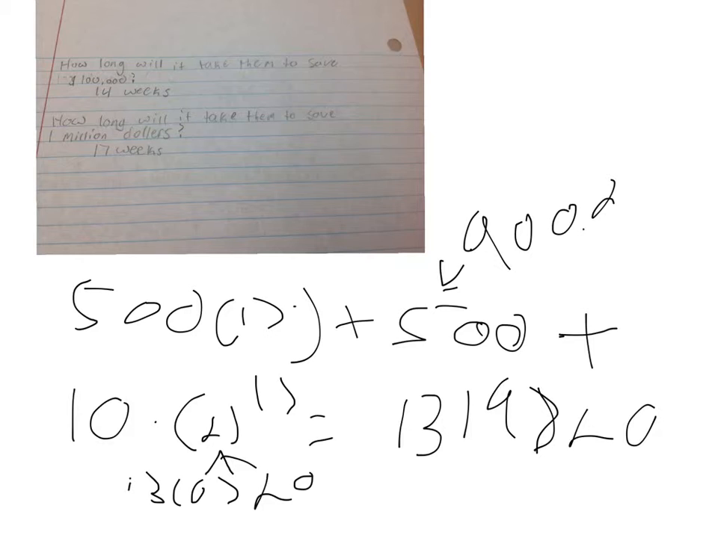Here we have our last problem, which is how long will it take them to save $1 million. And we have the mother, which is 500 times 17 plus 500 equals 9,000, plus what Joe would save, which is 10 times 2 to the 17th power, which equals 1,319,720, which is over $1 million.